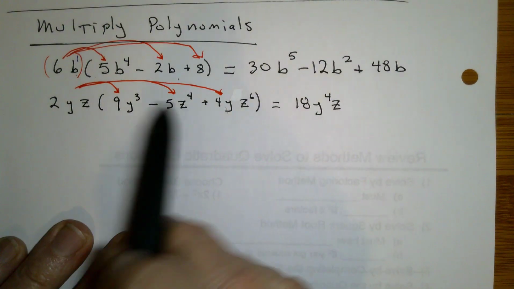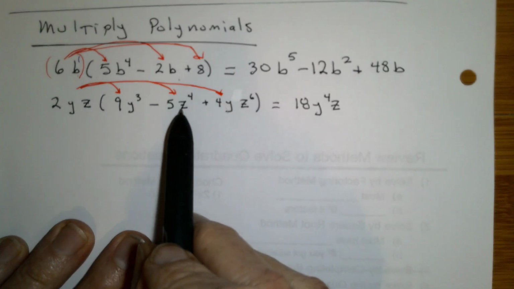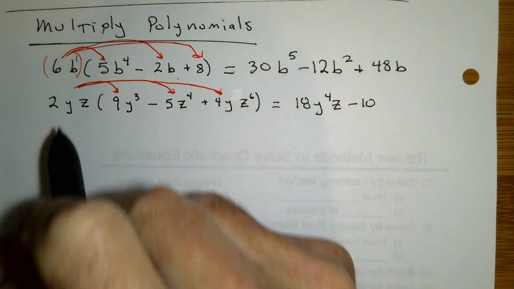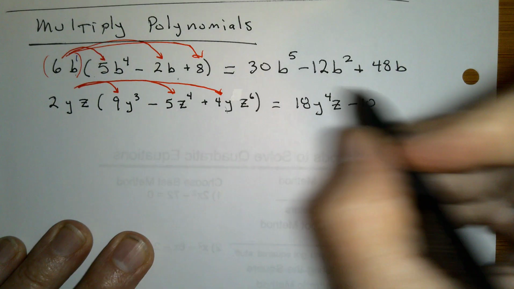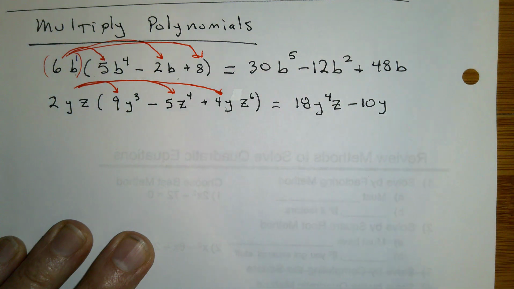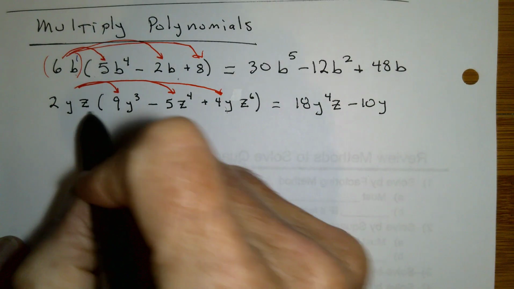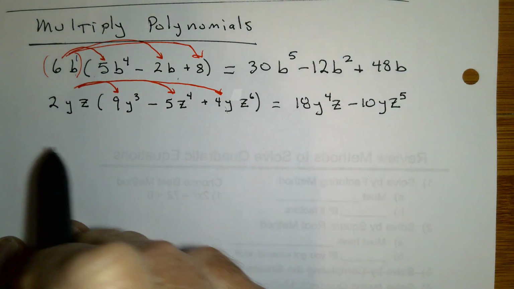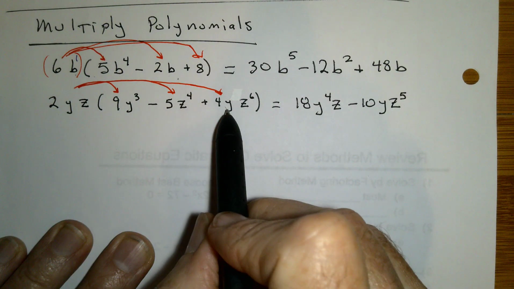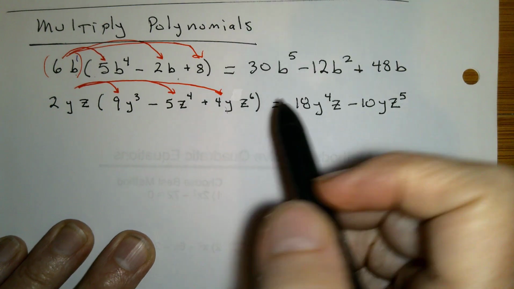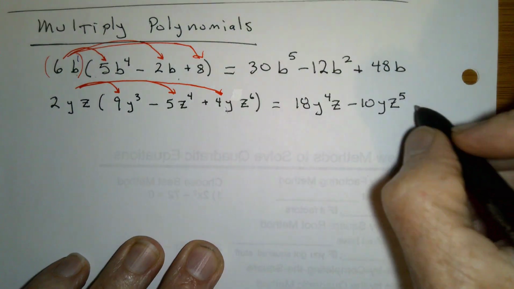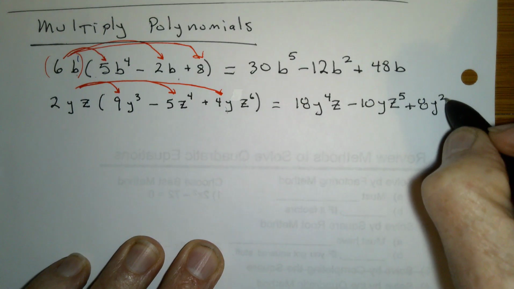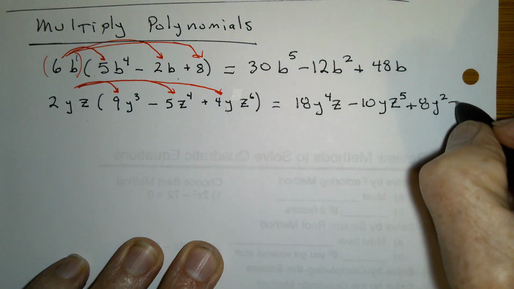Next, the second term, we have 2yz times negative 5z to the 4th. Well, 2 and the negative 5 makes negative 10. Y doesn't have any variables to multiply with. And z times z to the 4th is z to the 5th power. And then the last term, 2yz times 4yz to the 6th power. So the 2 times 4 is positive 8. Y times y is y squared. And z times z to the 6th is z to the 7th.